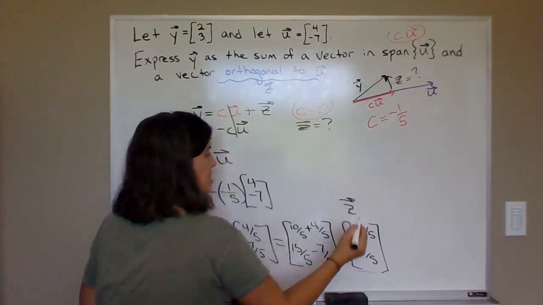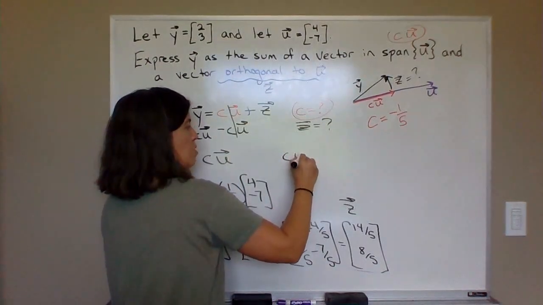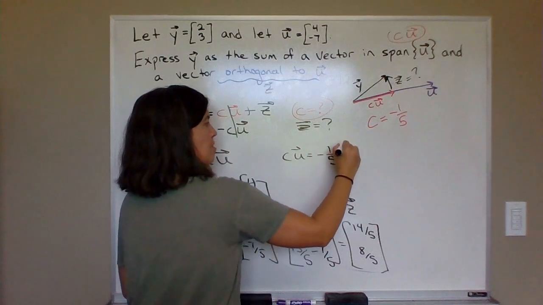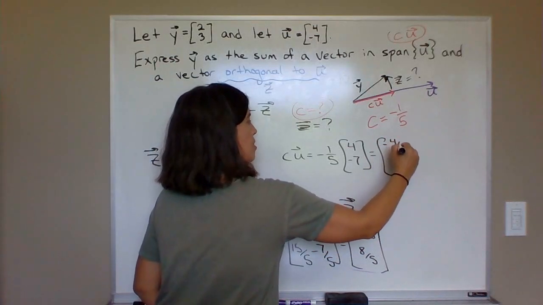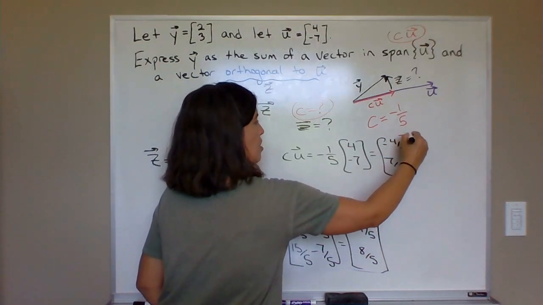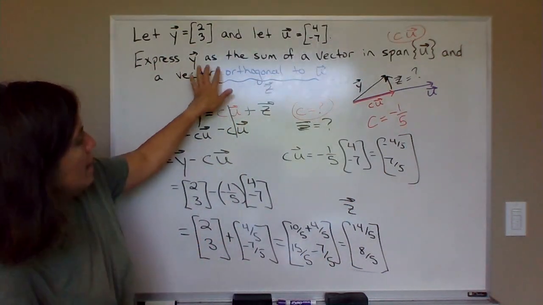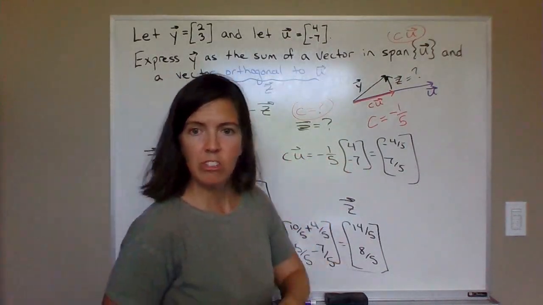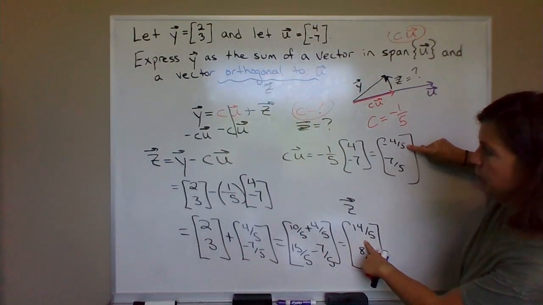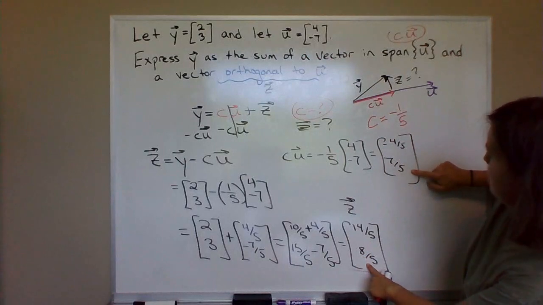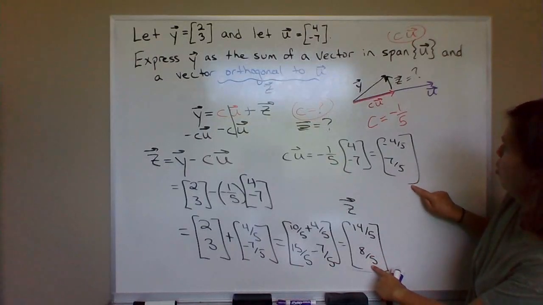So now we've got a vector z, and we've got a vector c times u, which is negative 1/5 times 4, negative 7. So that's negative 4/5, positive 7/5. What we could check is, well, what were we after? Y is supposed to be the sum of these two vectors. So if we wanted to check our answer, we could check the sum. If you combine these, you get positive 10 over 5, which is 2. And if you combine these, you get 15 over 5, which is 3. So the sum is equal to y.